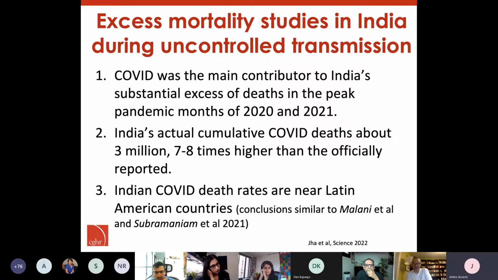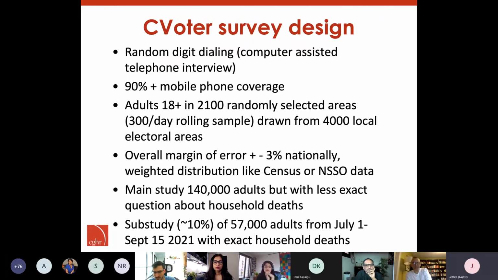Well, first, COVID was the main contributor to the excess peak. As mentioned, the actual total was about 3 million, and the overall death rates in India are thus aligned with those seen in Latin American countries or similar countries. And they're similar also to external estimates that have been made. So the CVoter design, Yash has just explained. We tried to get as wide a coverage as possible.